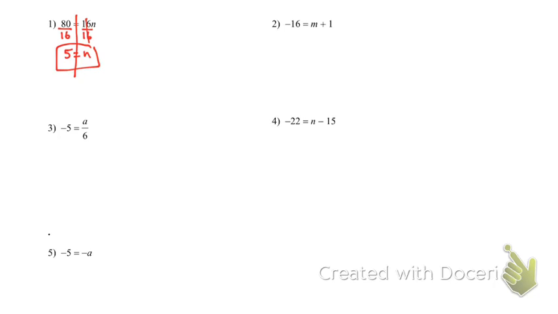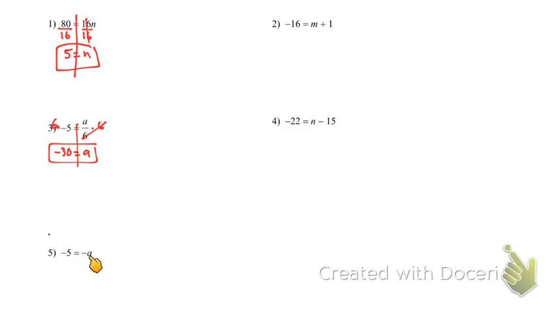3. Again, I need to isolate. This is going to be a one-stepper, so I need to isolate the A. The A is being divided by 6. To get rid of the 6, I'm multiplying by 6 to both sides. Okay, this gives me negative 30 equal to A. All right, number 5.